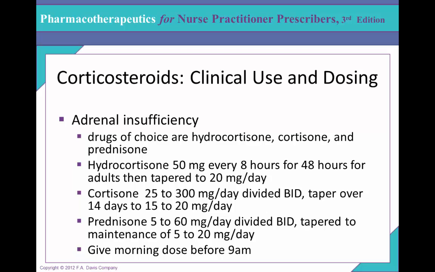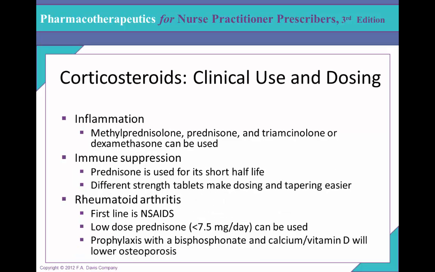For example, hydrocortisone will be 50 milligrams every 8 hours for 48 hours, and then start tapering down. Cortisone, 25 to 300 milligrams BID, and then start tapering down. Prednisone, 5 to 60 milligram BID, and always try to mimic the circadian rhythm. Remember that the highest levels of corticosteroids released by the adrenal cortex naturally and physiologic are in the morning. That's the highest peak, and that starts tapering down more or less around 3 p.m. and go to the lowest level more or less at 6 p.m. So try to give the first dose in the morning at 9 o'clock.